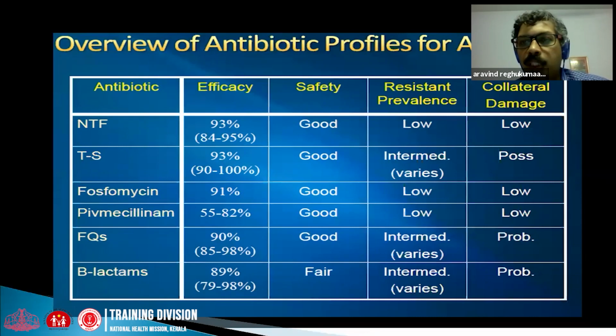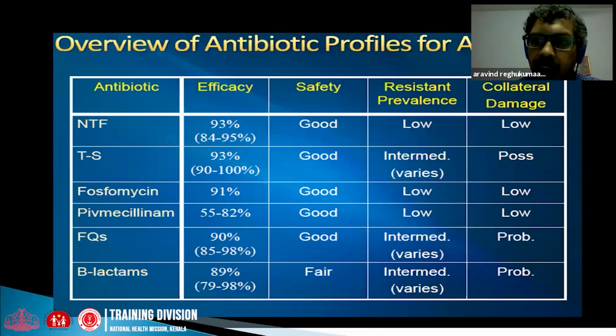If you look at the efficacy of the fluoroquinolones or beta-lactams in AUC, you can see that the efficacy is almost as good as nitrofurantoin or cotrimoxazole. The safety is also pretty good for fluoroquinolones. The issue is with regard to resistance prevalence and collateral damage. For nitrofurantoin, the resistance prevalence is less, and collateral damage is less. But if you look at fluoroquinolones, the collateral damage potential is high as well as the resistance prevalence. And that is why the recommendation was downgraded to B1 for the fluoroquinolones. So the answer to this question will be nitrofurantoin 100 mg BD for 5 days.